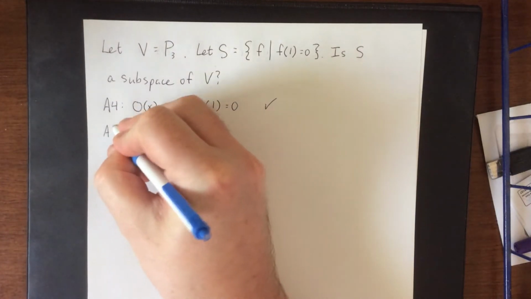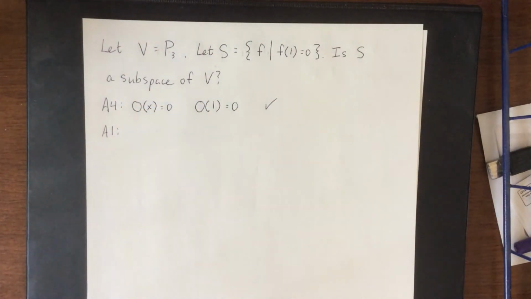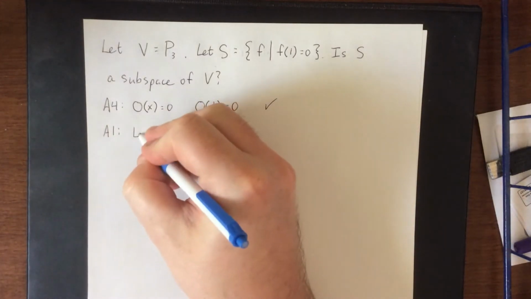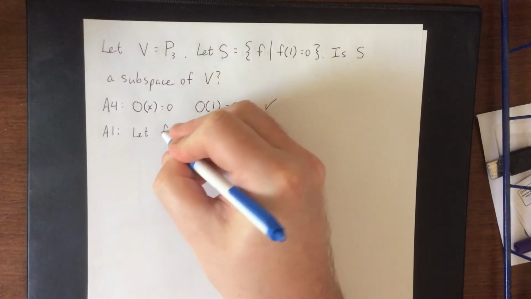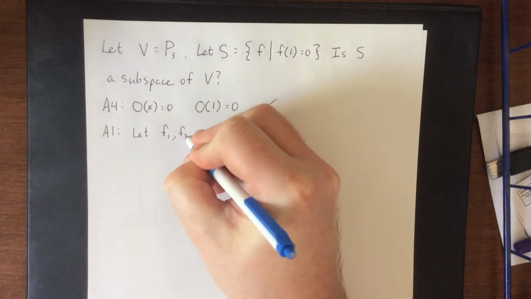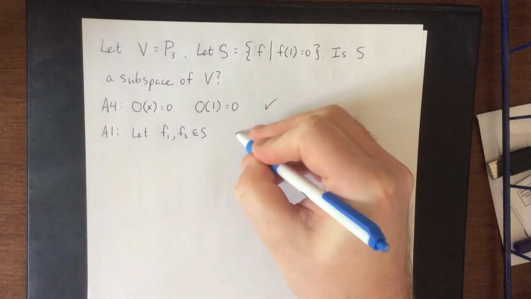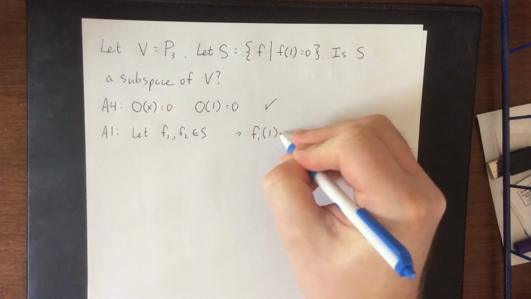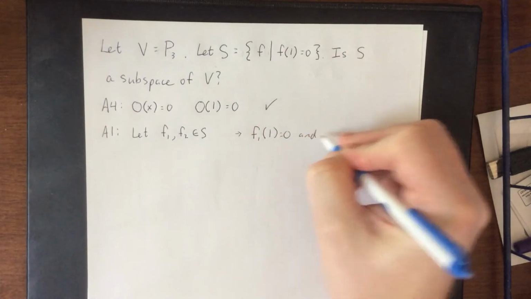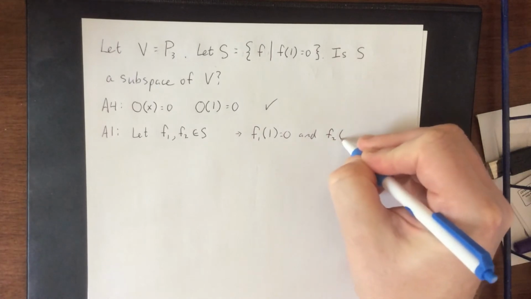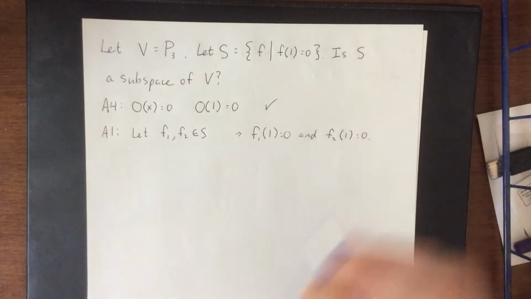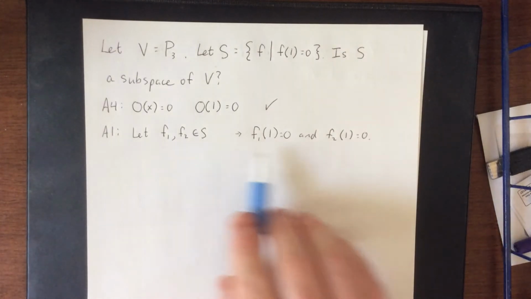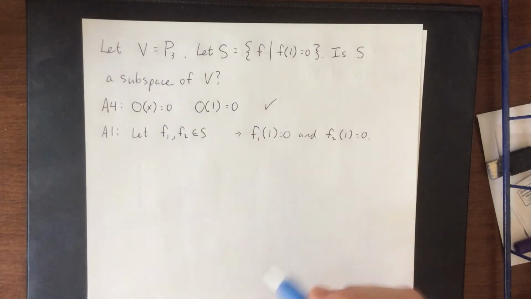Then we'll check on A1, and we'll see if this thing has closure under vector addition. So we'll define 2 functions. We'll say let f1 and f2 be elements of S. As such, the property that they share is that f sub 1 of 1 is equal to 0, and f sub 2 of 1 is equal to 0. So the question becomes, would the function f1 plus f2 be in S?